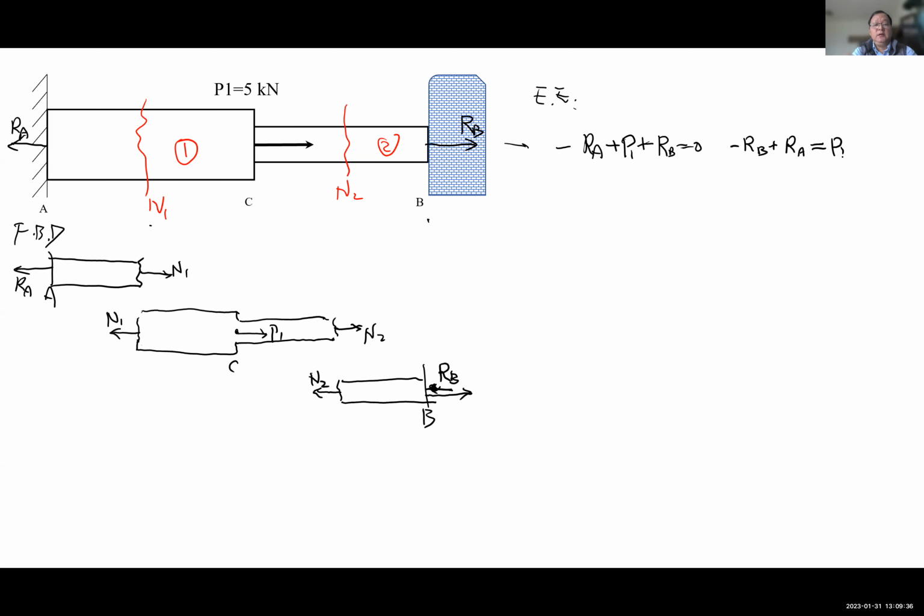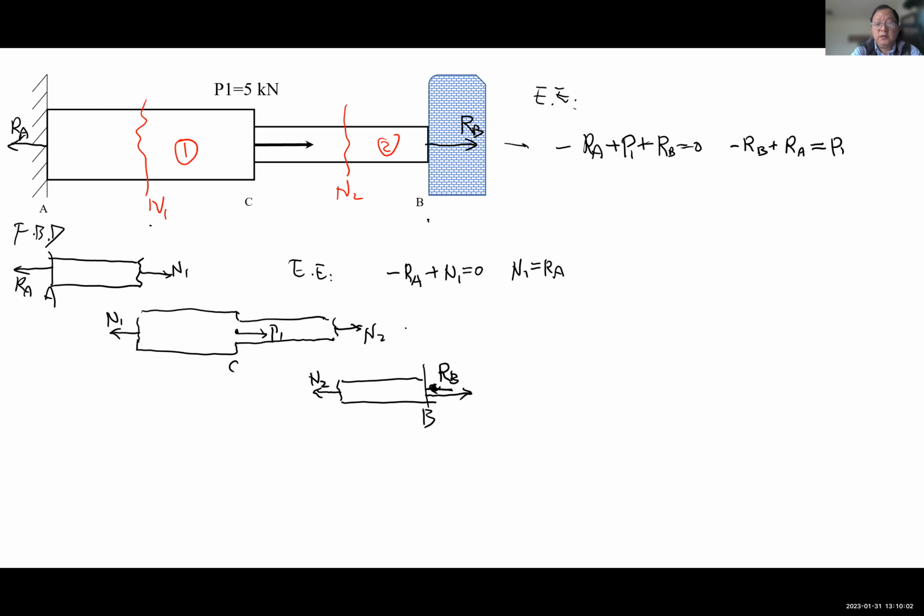Now from this free body diagram, I can write the equation of equilibrium. So what I have will be negative RA, right? For this one, equation of equilibrium. So then plus N1 equals 0. So I have N1 is basically RA.